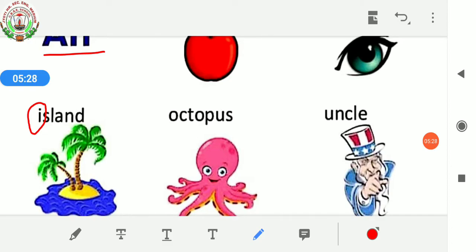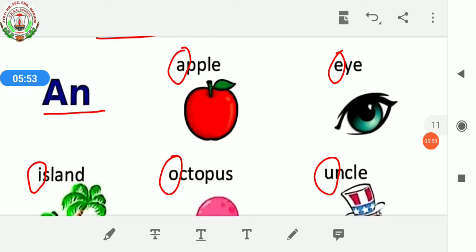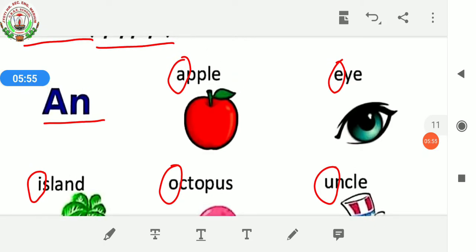Octopus. The starting letter of octopus is O. So we know that O is a vowel. So we have to use an before it. Next one is uncle. So U is the starting letter. So we know that U is a vowel, so we have to use what? An before a vowel. So now we know that before a vowel we have to use an.